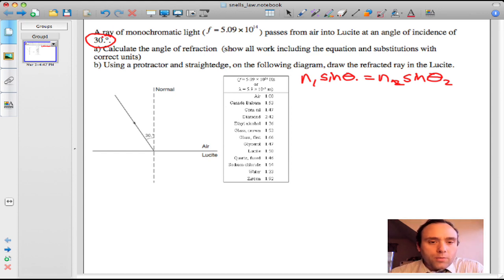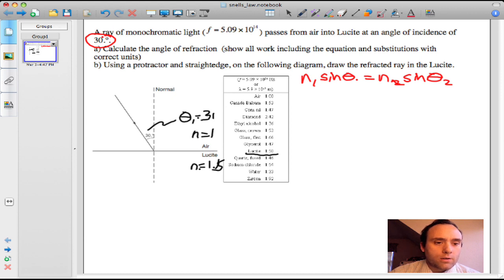So from this chart, we look up the indices of refraction, and we see that air has an index of refraction of 1, and lucite, which is right here, has an index of refraction 1.5. Okay, 1.5. And so we can start making some substitutions. Also, what's shown here is that this theta 1 equals 30 degrees. So now is the time to start making substitutions.